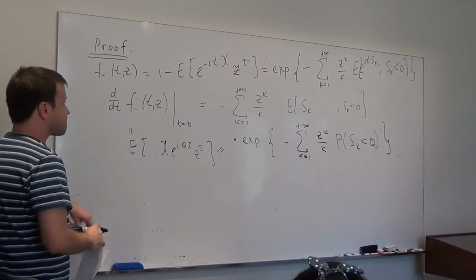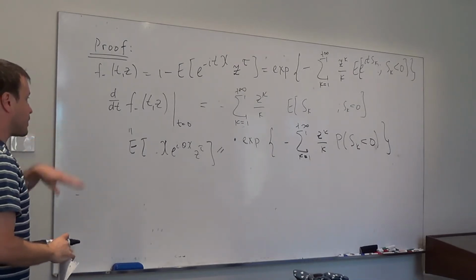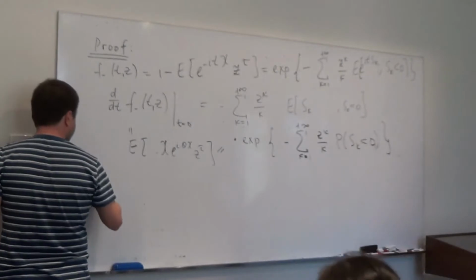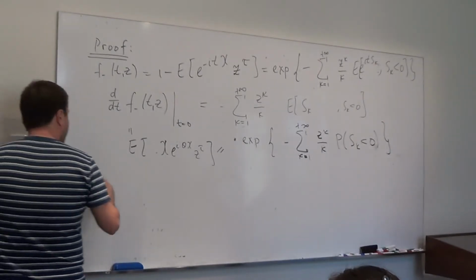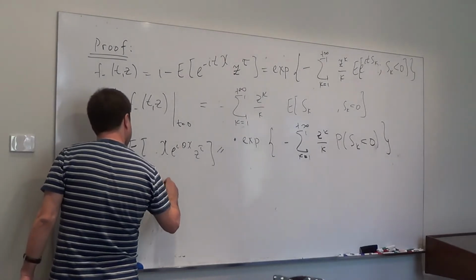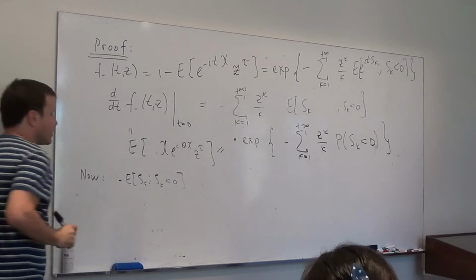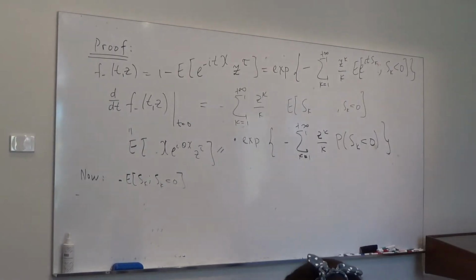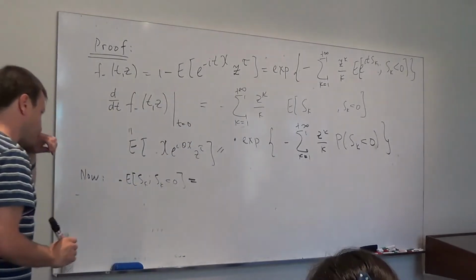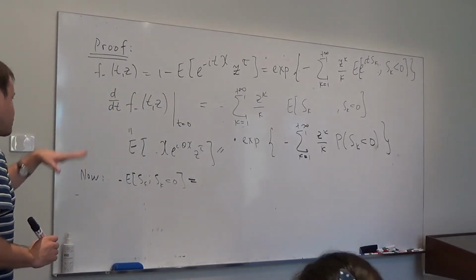Before doing anything else, I need to analyze this term, minus expectation of s_k on the event s_k less than 0. Okay, so what I want to do now, I want to find the asymptotics of this term, and this asymptotic is something which I'm going to use.